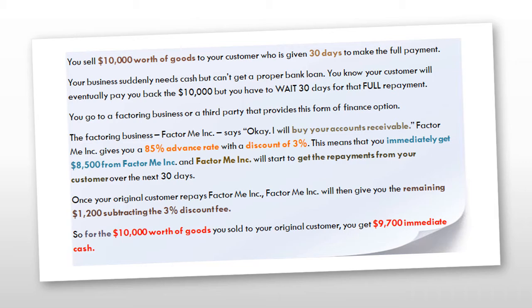So for $10,000 worth of goods that you sold to your original customer, you're actually going to make $9,700 in immediate cash, which works out really well, because it doesn't matter that you're losing that 3%, because that 3% could turn out to be a lot bigger if you spend time chasing them, you've got workers or part of your staff ringing them, and you know, hassling them for that money.